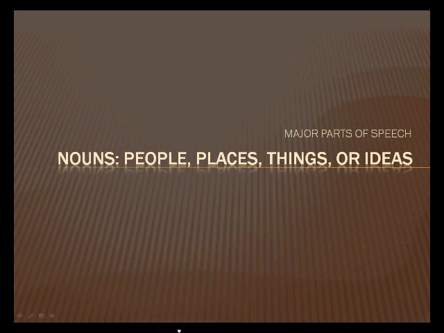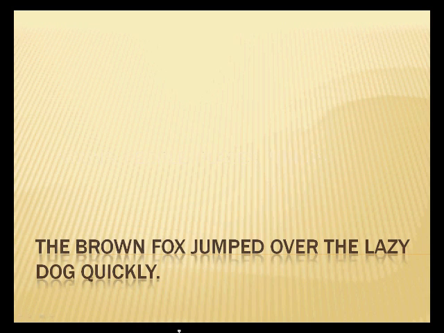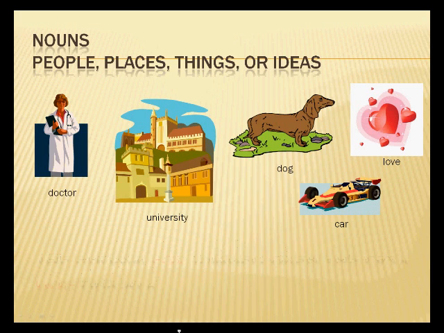So the first idea we're going to look at are called nouns. Again, nouns generally refer to people, places, things, or ideas. So in our sample sentence, the words fox and dog would be considered nouns. Other examples might be the word doctor, university, dog, car, and even the concept of love.